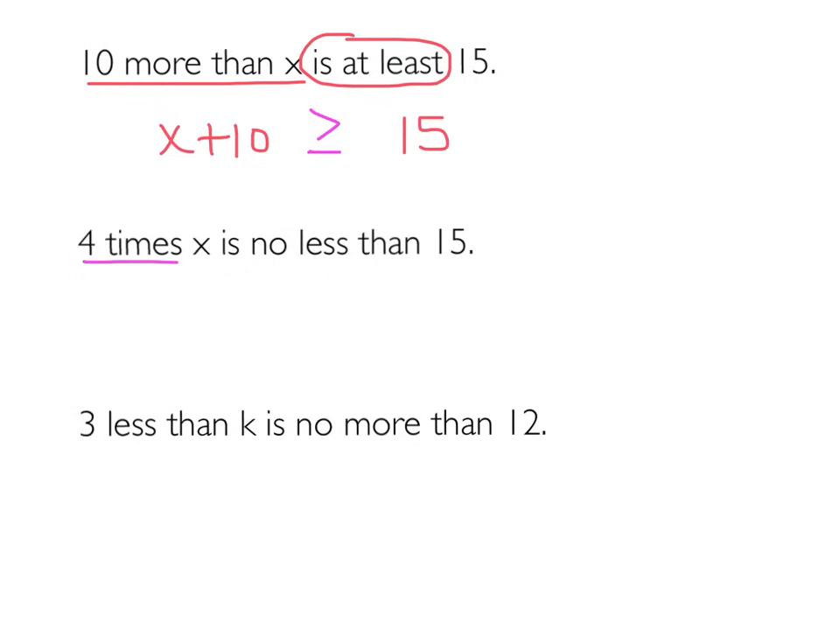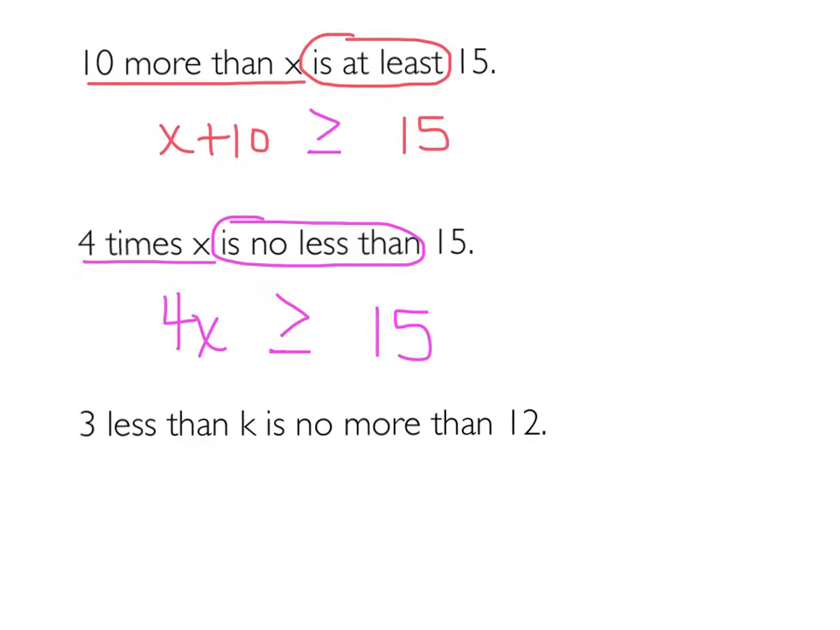The next one, 4 times x, so I'll write 4x, is no less than 15. So no less than means that it's not less than, right? No less than 15. So it has to be bigger than 15, or it could be equal to that.